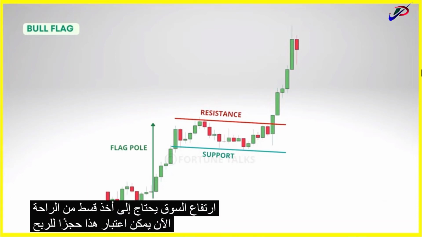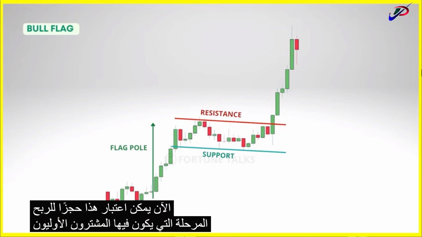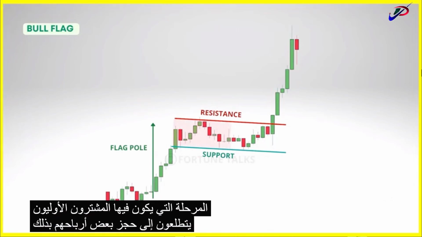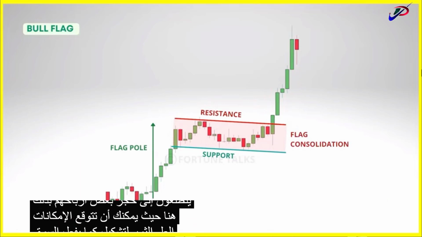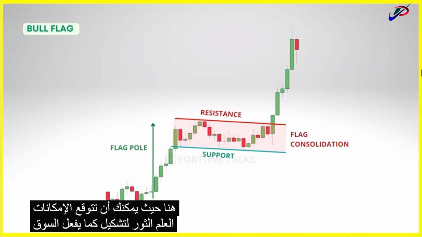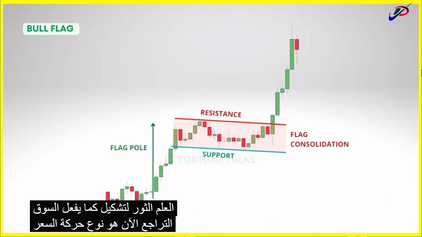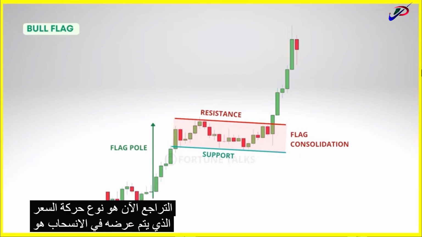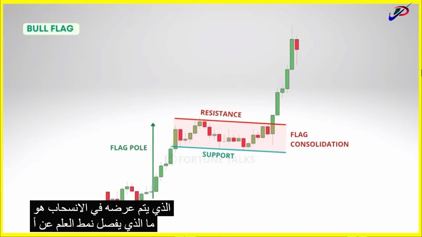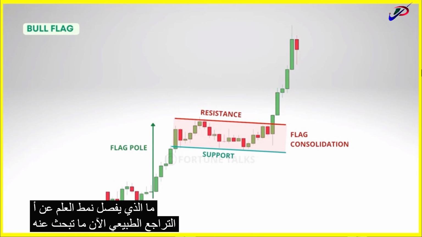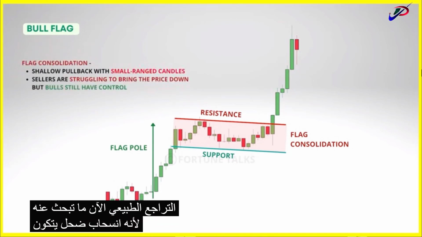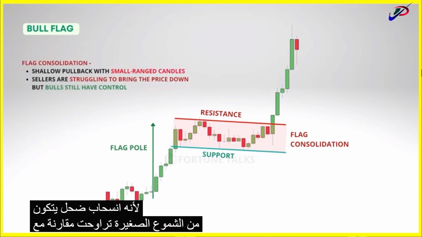Now this can be seen as a profit booking phase where the initial buyers are looking to book some of their profits. So here's where you can expect a potential bull flag to form as the market does a pullback. Now the type of price action that is exhibited in the pullback is what separates a flag pattern from a normal pullback.